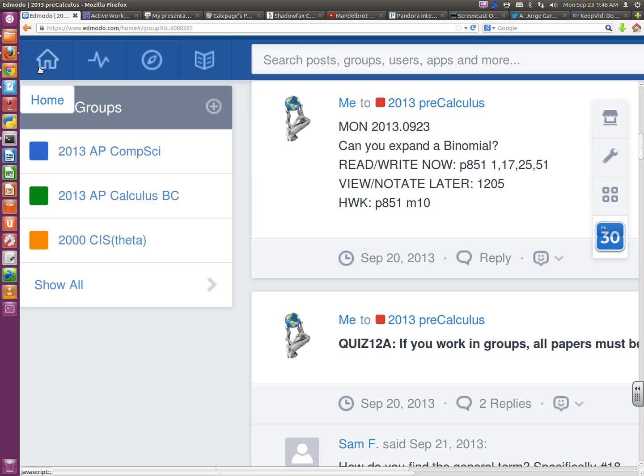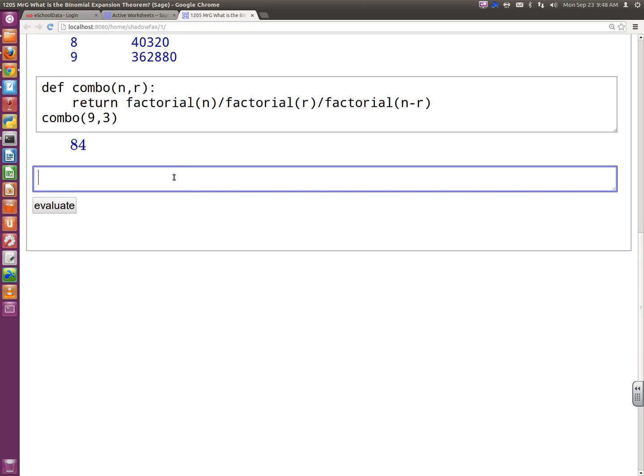Oh, here you go. How about number 17? That's what I want to look at. Okay. 17 says expand 3x plus 1 to the fourth, right? Okay, let's try that. This is number 17 on page 851 in the textbook. It says, what is 3x plus 1 to the fourth? Okay. 3x plus 1 to the fourth.